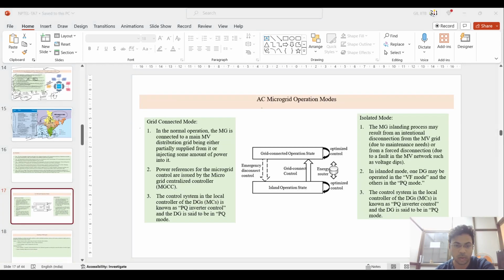Okay, I hope that I have cleared your doubt. Coming to this important topic, because after this we will move forward to this AC microgrid operation modes. Further we will make you understand the different inverter topologies such as grid forming, grid following kind of a structure.